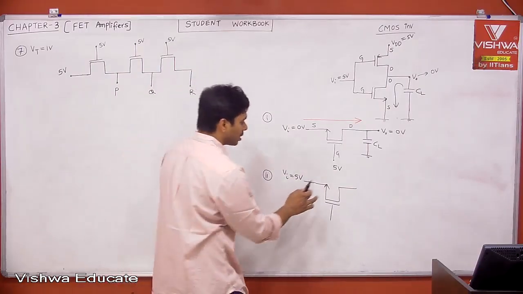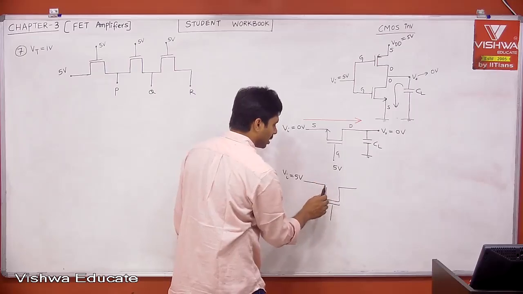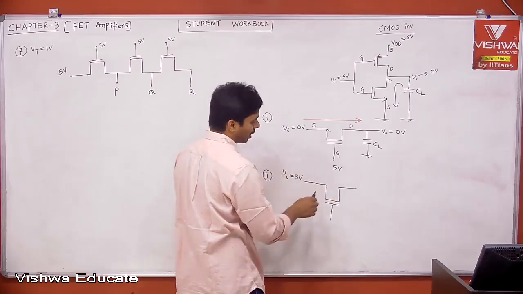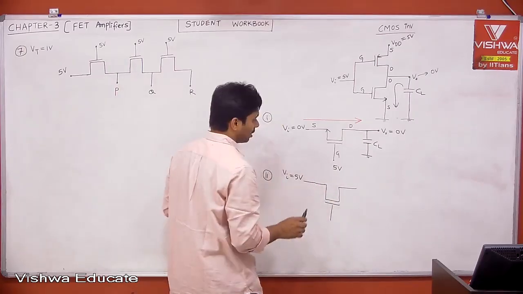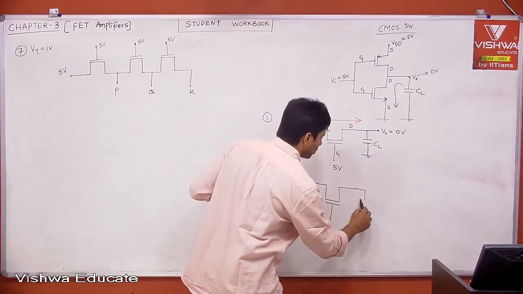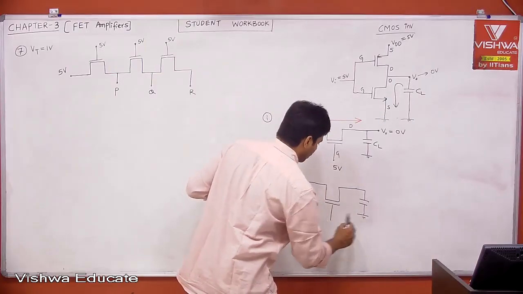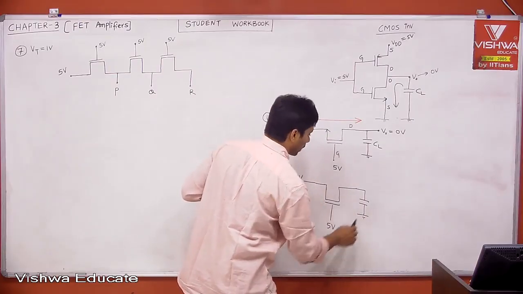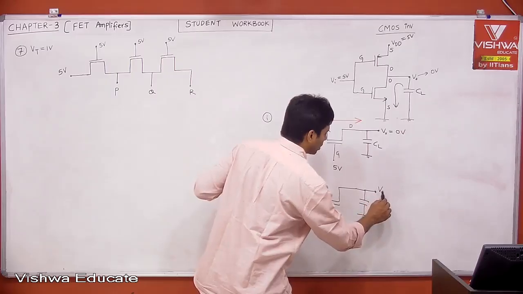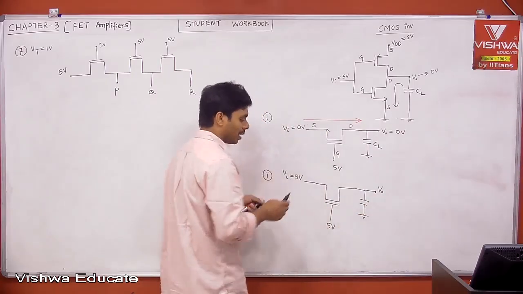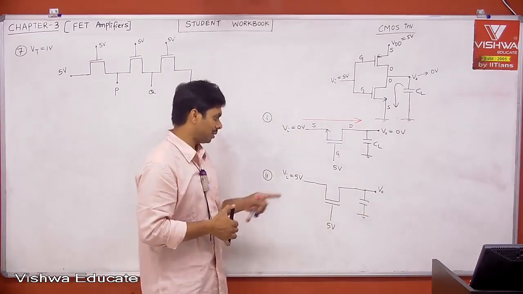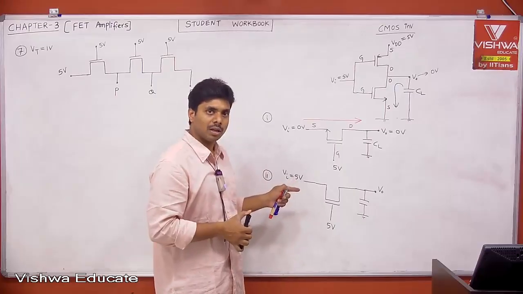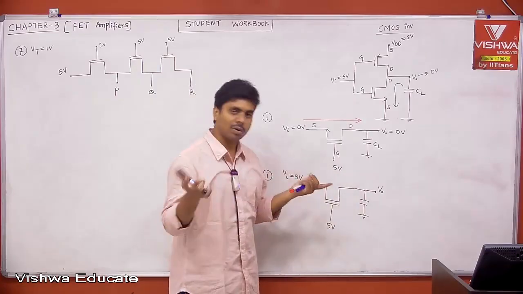Now, I cannot say this is the source because source and drain are interchangeable. That's why the arrows are not represented anywhere. That's fine. And let us say this is your capacitor, but I am giving 5 volt here. Now I am asking, what is your V0 under steady state? Your V0 can be a higher voltage or a lower voltage. We don't know anything, right?